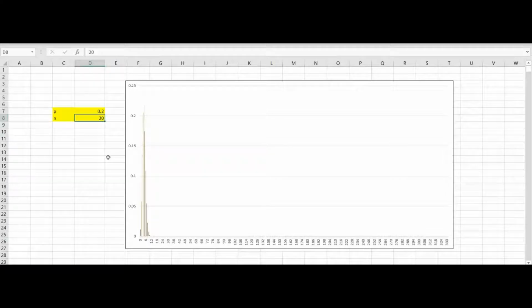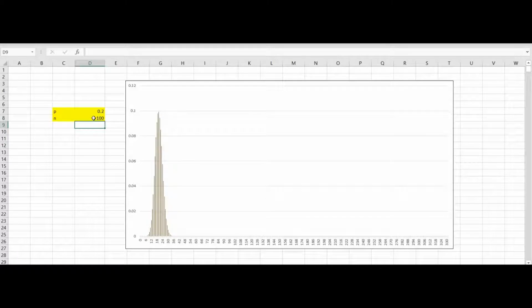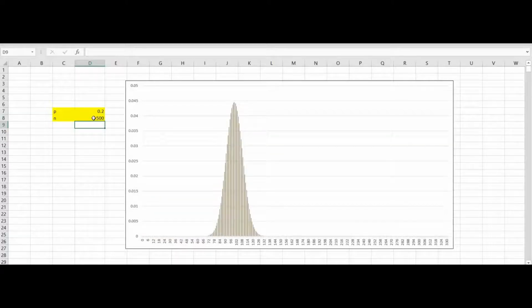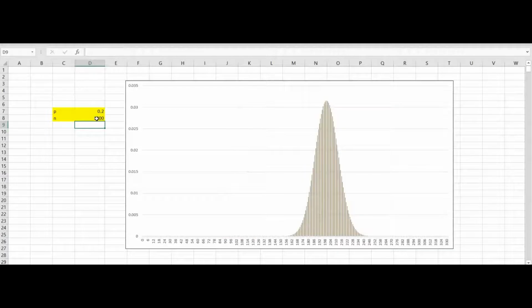So from 20 I'm going to increase it to 50, and then from 50 I'm going to increase it to 100. Notice what happens to the shape of the binomial distribution. I'm going to increase it to 500, and then I'm going to increase that to 1000. Notice how the shape of the binomial distribution turned bell-shaped when we increase the number of trials.